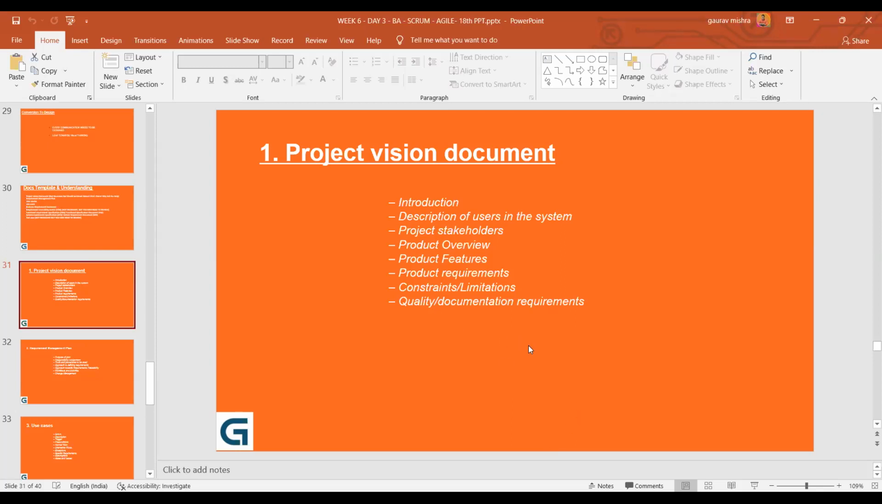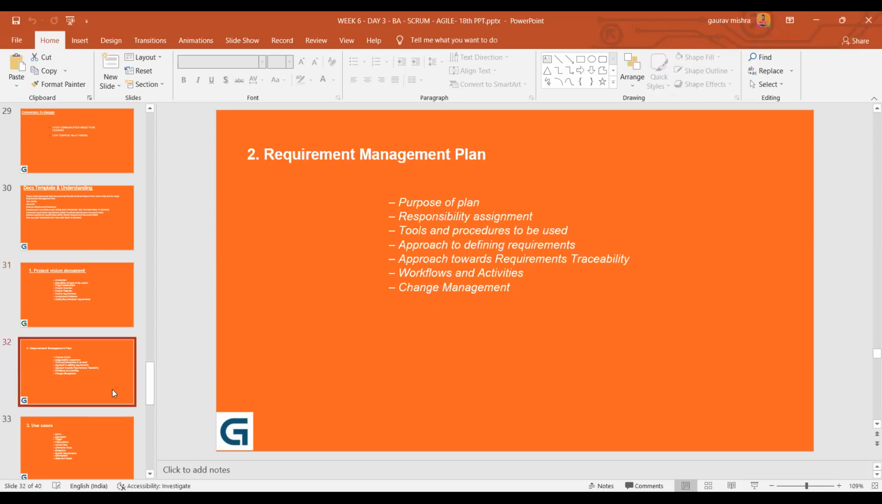And then comes quality document requirement. So for quality certification, what all documents do we require? It may ask for a test case document, a test report document, a defect summary report document, and it may also ask for a quality gate document. So these are the various documents that may come under quality document requirement. Are we good so far with the project vision document, what it may include? Yes.